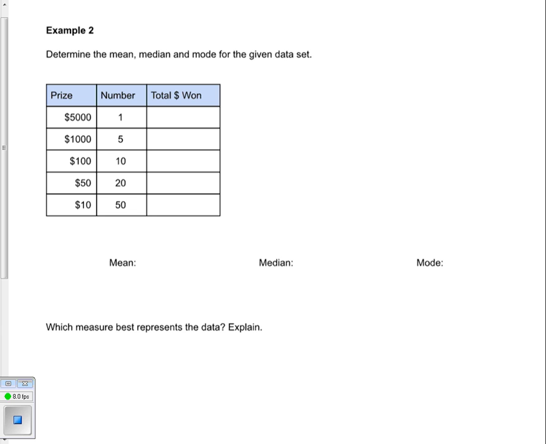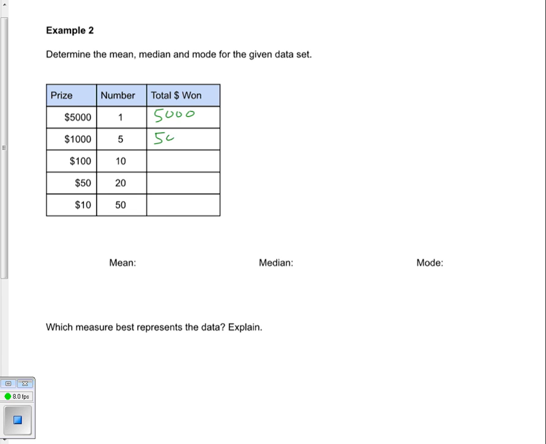So we need to figure out totals, and we don't quite have those totals just yet. In order to complete the totals, we need to multiply the prize winnings by the number of winnings to figure out the total amount of money that's won. So 5,000 times 1 means that there's $5,000 in winnings for the first prize. The next level of prize is 1,000, and there's 5 winners of $1,000 each.